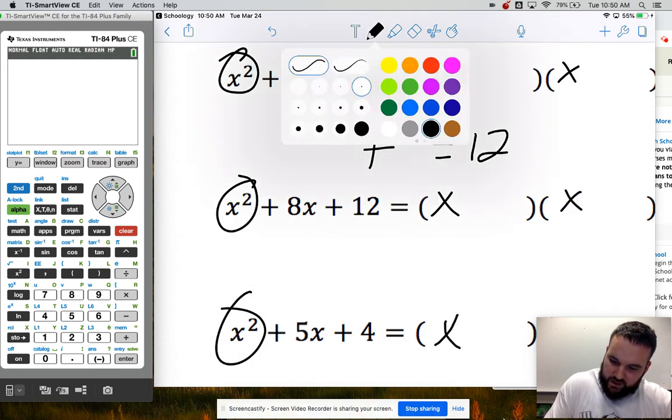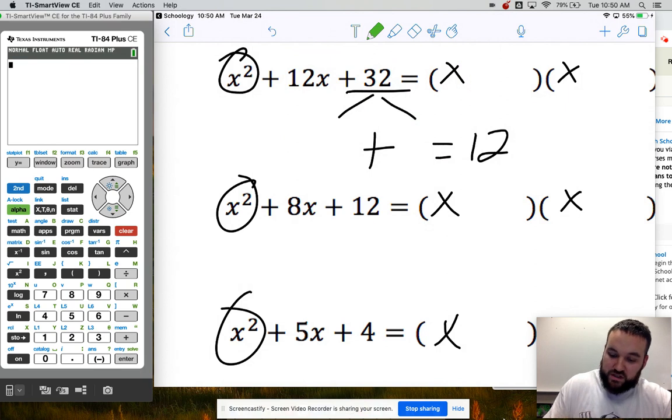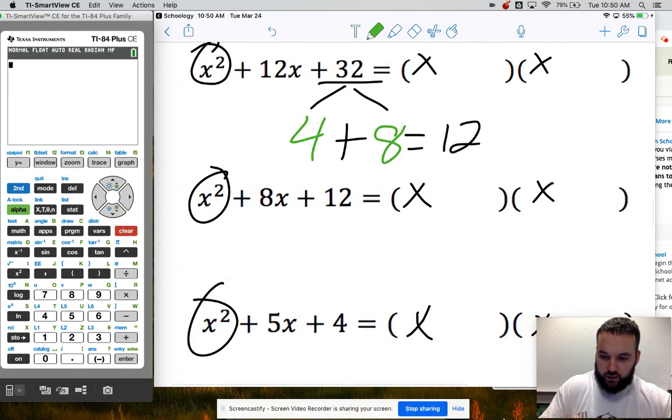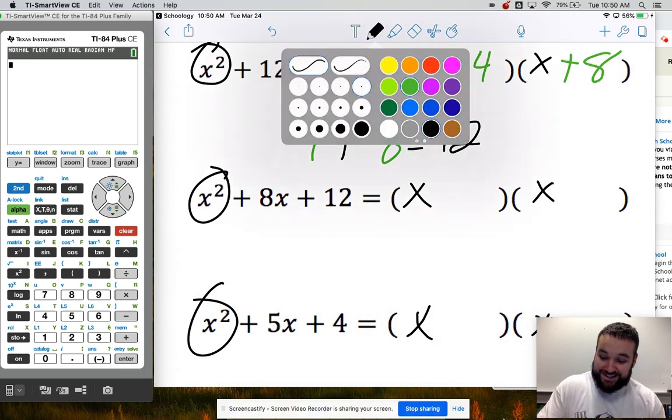So if I want to find numbers that multiply to 32, okay, the first thing that jumps out to me for 32 is 2 times 16. Okay, well, 2 and 16 don't add to 12, so I want to try again. 4 will work. 4 times 8 is 32, and sure enough, 4 plus 8 is 12. So I found my numbers that go into the factors, or into the binomials. Okay, so that problem is complete now.